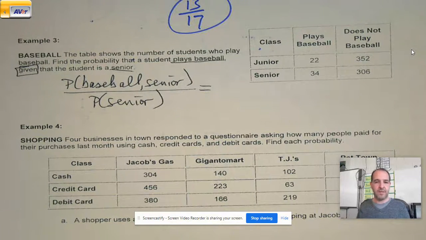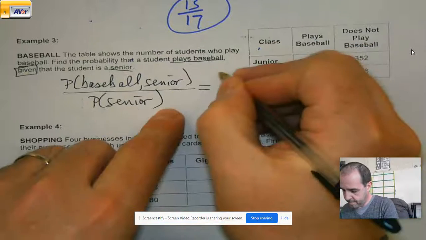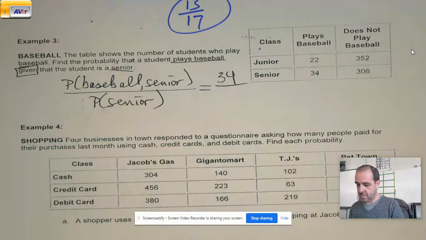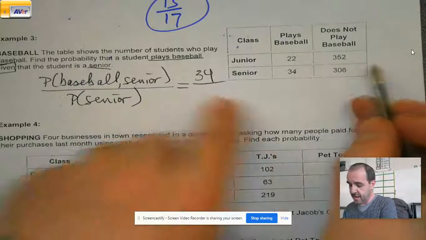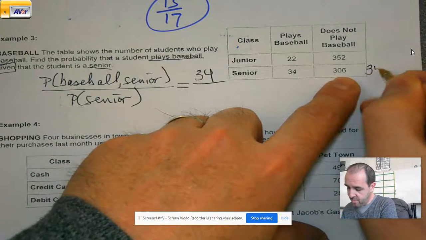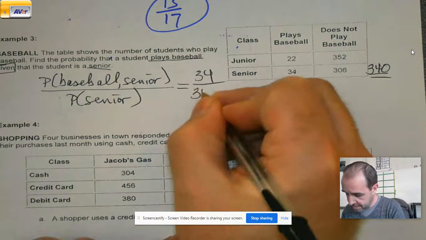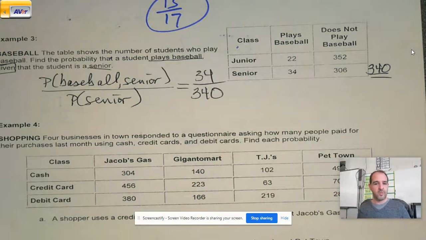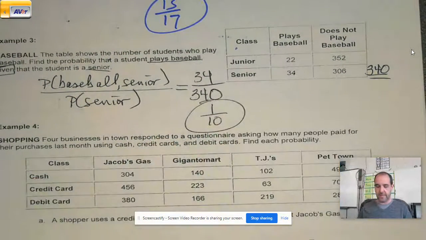Same thing. Head to the chart. Baseball senior, 34. Straight up senior. Here's my seniors, but I don't have a total. And I want to take all seniors into account. So I put them in, calculator, math enter, get my probability.